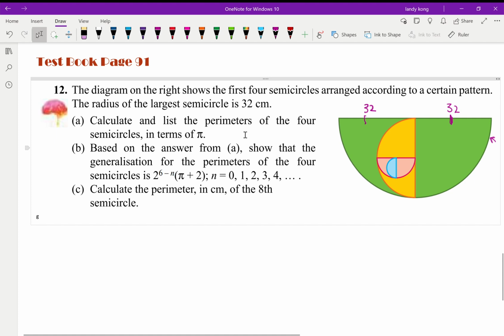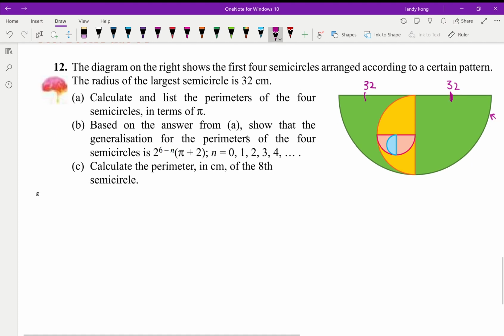Okay, firstly, you need to know this one will be our radius. So this one is 32. When divided by 2, it will become the radius of the second circle. So 32 divided by 2 becomes 16. And followed by this one, also the same. Here 16 divided by 2 becomes 8.